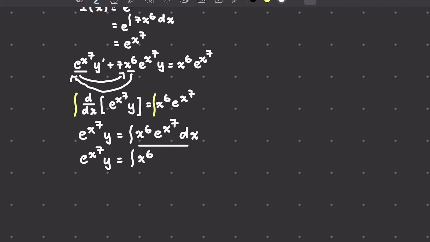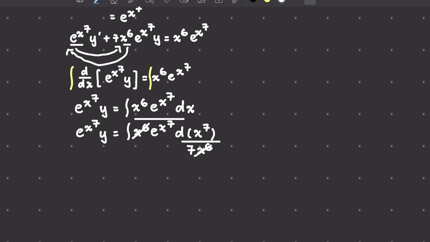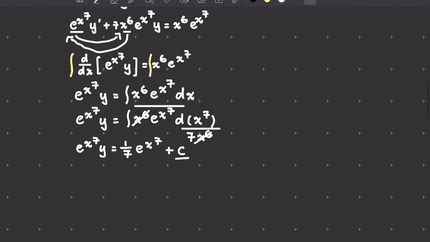So e to the power of x to the power of 7 times y equals the integral of x to the power of 6 times e to the power of x to the power of 7 dx. I want to differentiate the x to the power of 7, and the derivative of x to the power of 7 is 7 times x to the power of 6, and this way we can get rid of the x to the power of 6 here. This just leaves us with 1 over 7 e to the power of x to the power of 7 plus c. Don't forget to add the constant here, okay? Not in the integrating factor, but in the main integration process.